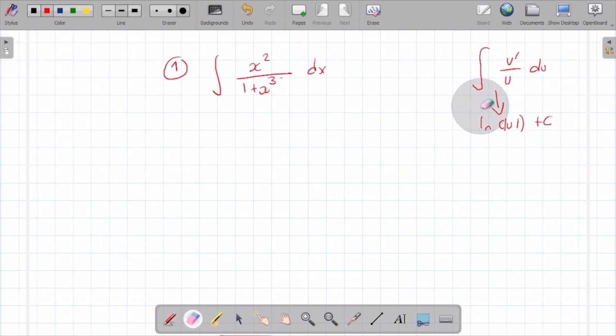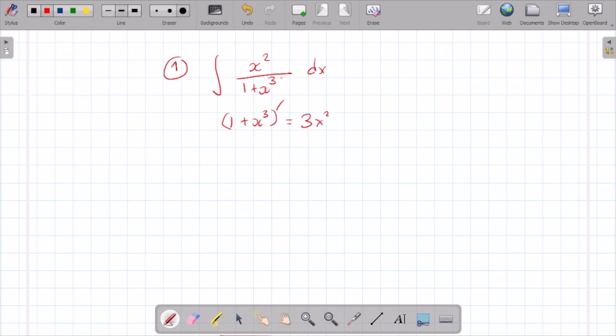So now let's look at the derivative of the denominator. So the denominator is 1 plus x to the power 3. So what is the derivative of 1 plus x to the power 3? Notice that the derivative of 1 is 0. The derivative of x to the power 3 is 3x squared, right? Now, at the top here, notice that we are missing a 3 for us to have this form, u prime over u. So what are we going to do if we are missing the 3?